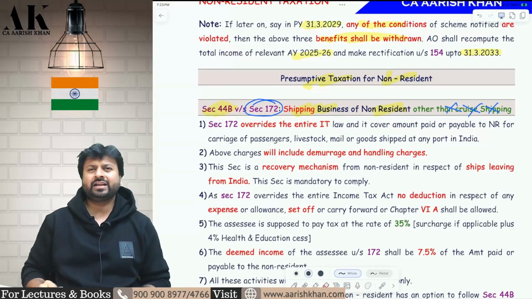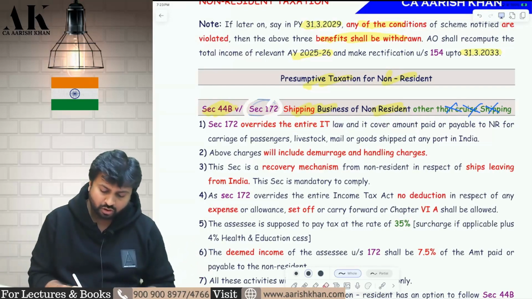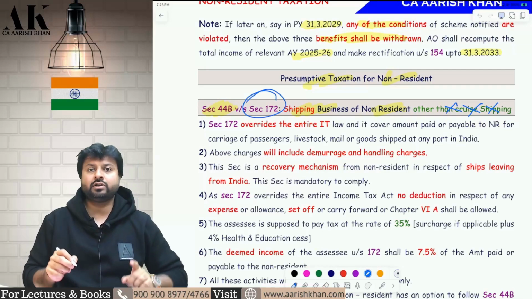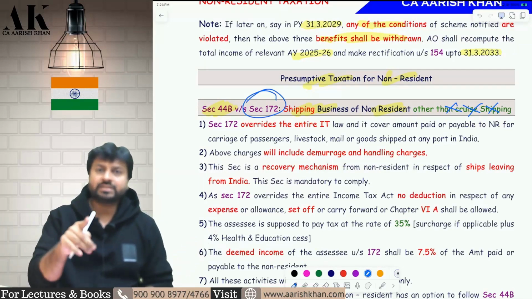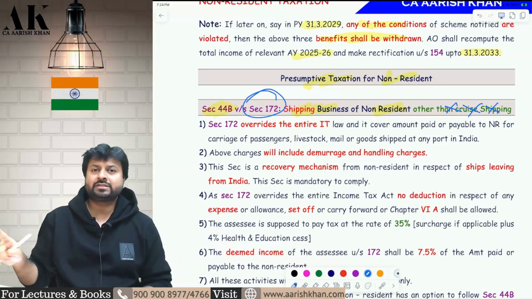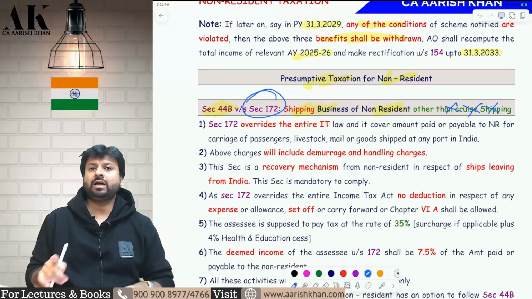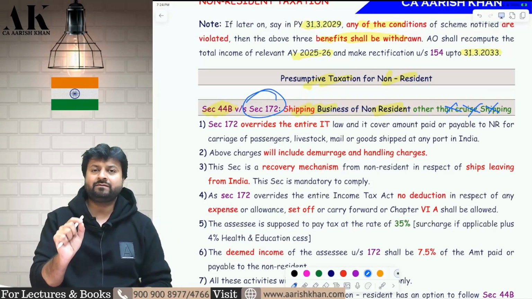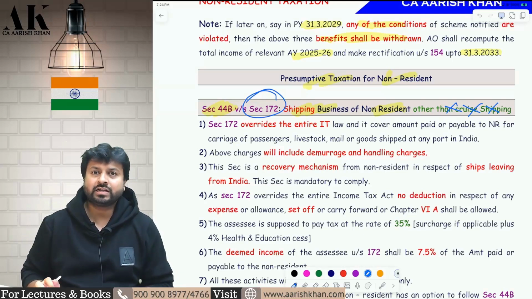Will I get any deduction from that? You will not get any deduction, because section 172 overrides the entire income tax law. So you will not get any deduction from that 7.5% for any PGBP expense, any set off of loss, or any Chapter VI-A deduction. Nothing will be allowed. Whatever amount is left after 7.5%, on that you will be directly liable to pay tax at the rate of the foreign company tax rate.